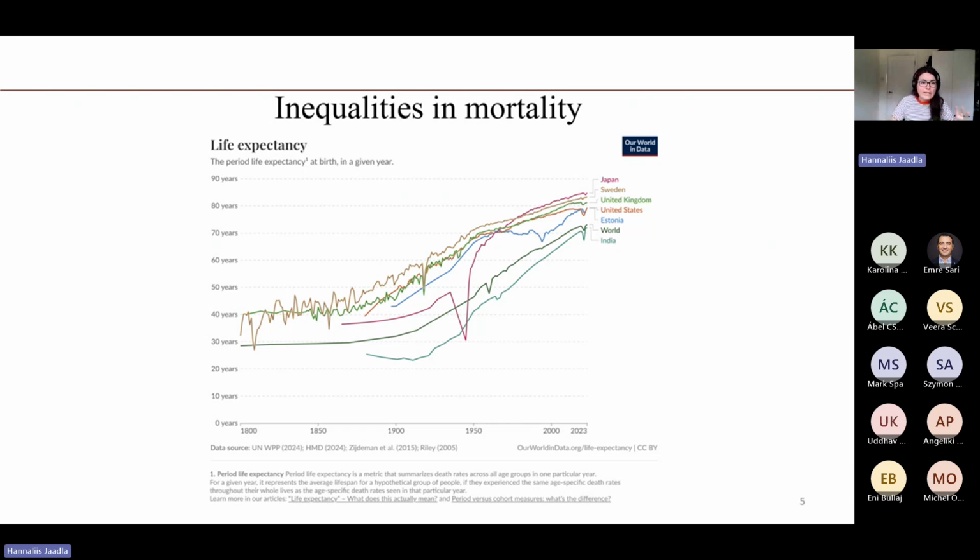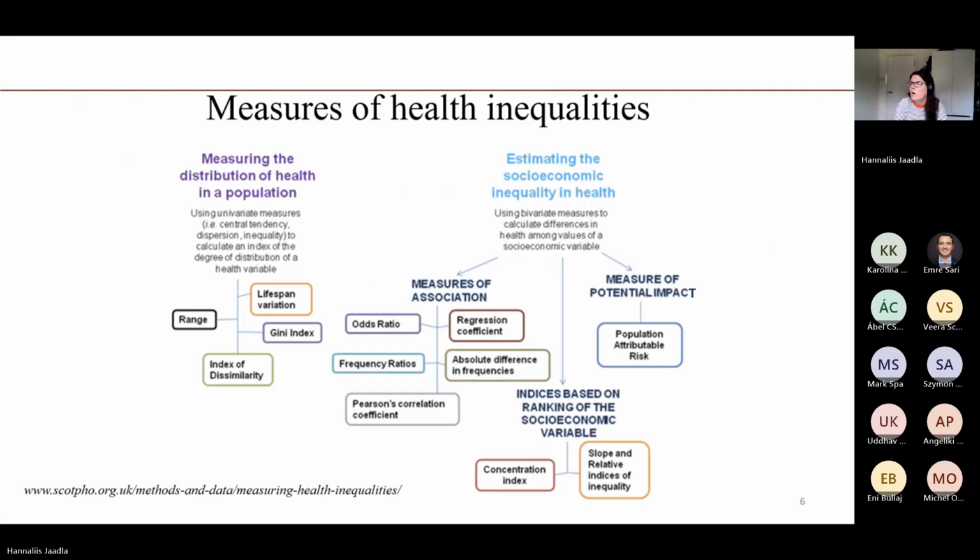So this is a very broad comparison of inequalities in mortality between countries. But of course, there are a lot of different types of measures of health inequalities that are used in different studies. So here, presented on a diagram, are a selection of commonly used measures.